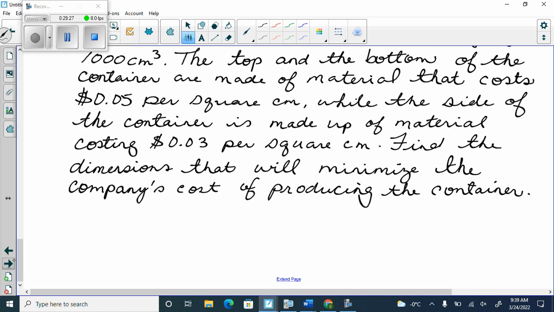Okay, so we have to figure out what the heck we're minimizing. We're minimizing making the container. So do I care about volume? Does the volume make the container? No, what makes the container? Surface area. So I have to first figure out the surface area of a cylinder. You were taught this a long time ago. It's a square and 2 circles.